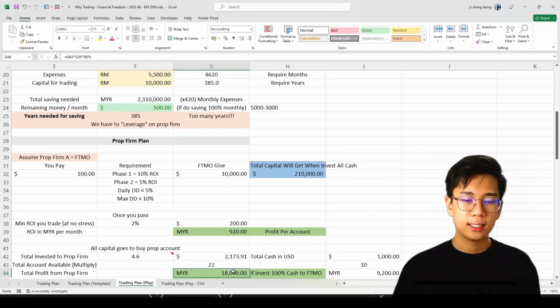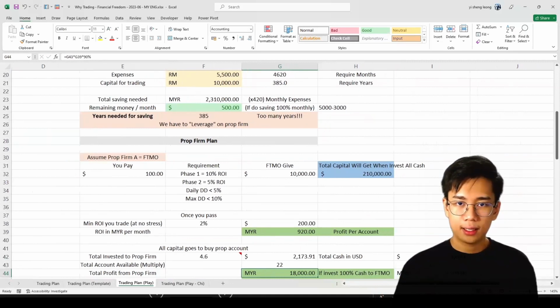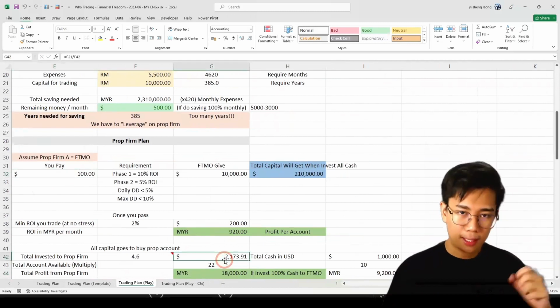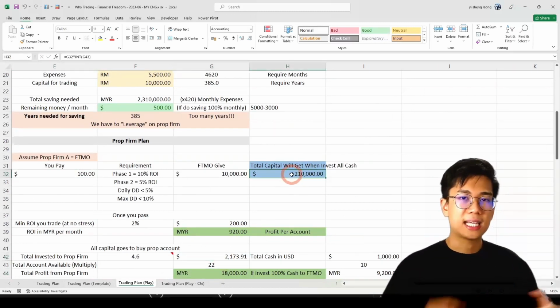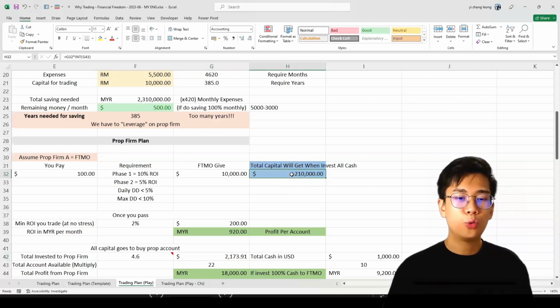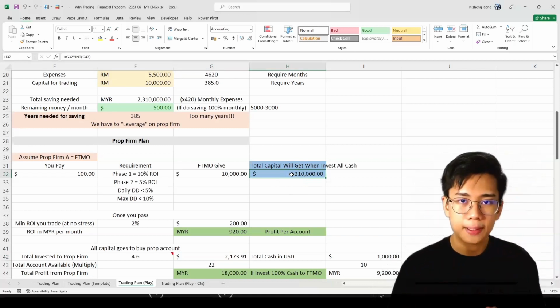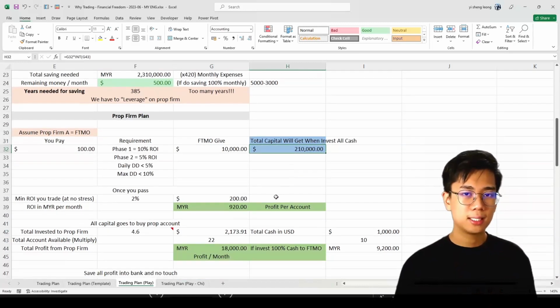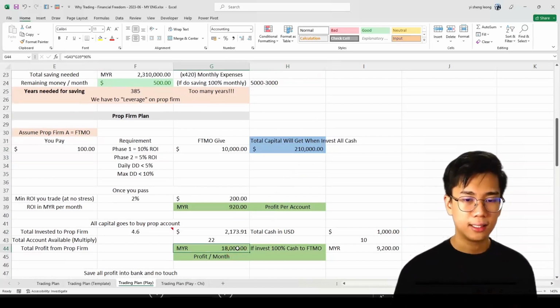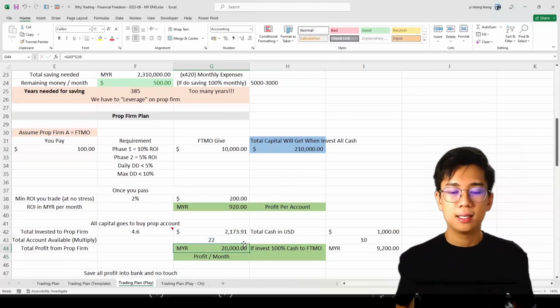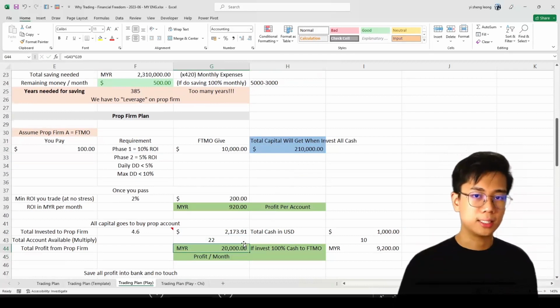So what I can do is, because one contract is about 100, just a simple calculation: if I put all this money into the prop firm, the total capital that I can get from the prop firm is 210,000 US dollars. And when I have this amount of capital, that also means that 2% of this is about 20,000 ringgit. To be exact, 2% of this is about 20,000.